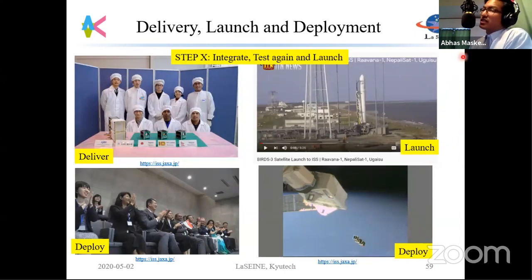The launch provider then launches it, and in Bird 3's case, we deployed it from the International Space Station, but others could actually use rockets. If you're using rockets, then you also have to do shock testing. If you're deploying it from the ISS, you don't need to do shock testing.